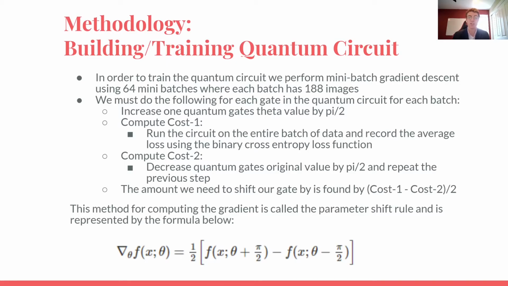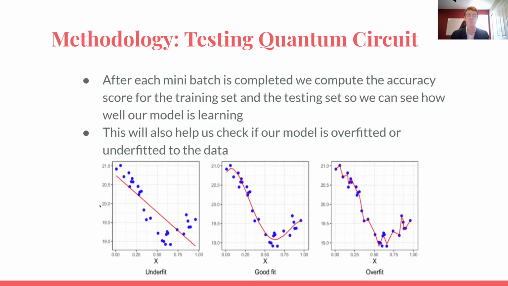After completing this process for each batch of data, our circuit will be finished training and we can test our results. After each batch is completed, we compute the accuracy score for the training set and the testing set so we can see how well our model is doing. This is also going to help us ensure we are not underfitting or overfitting our data.